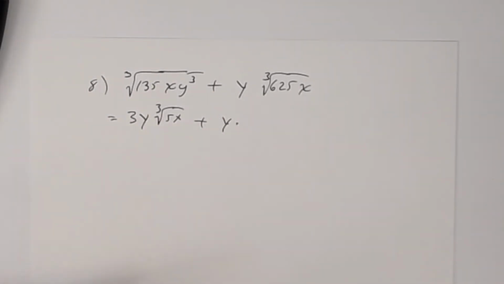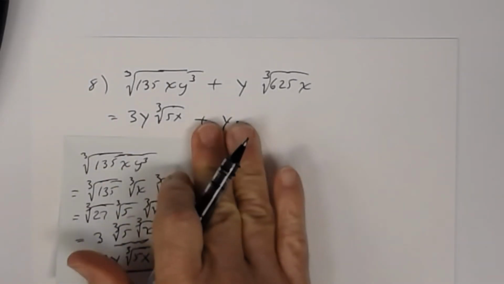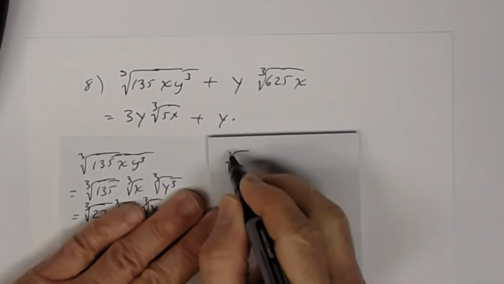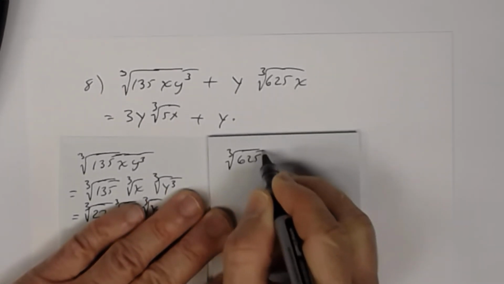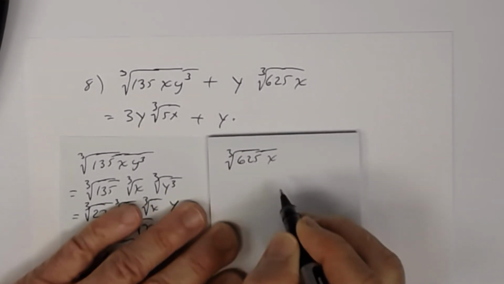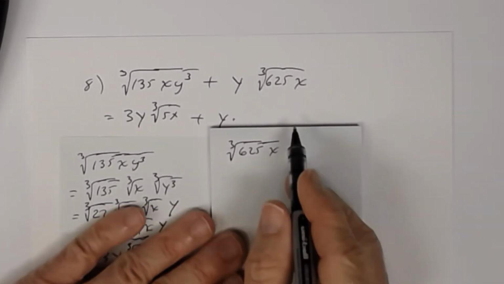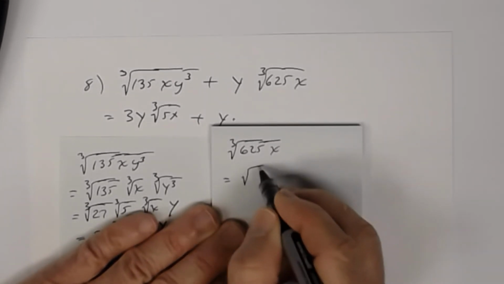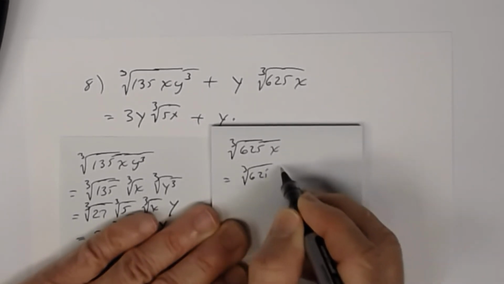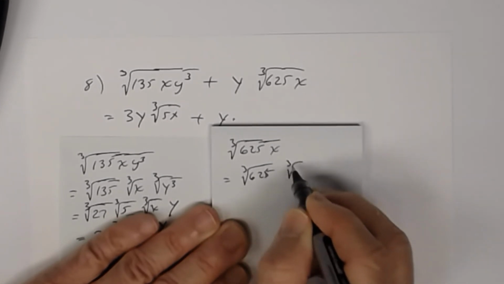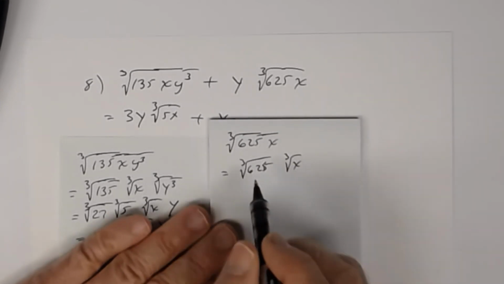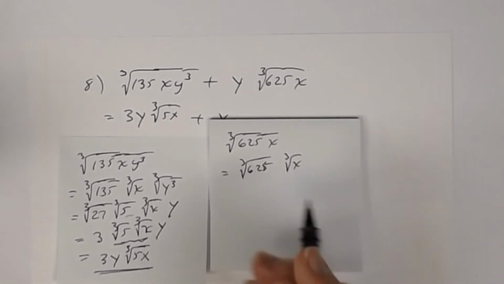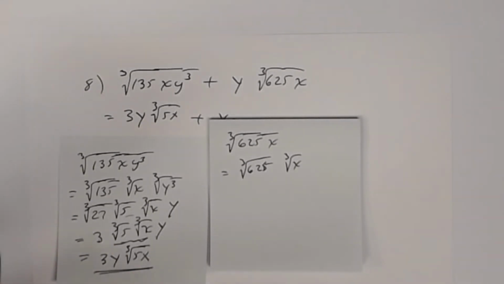All right, and for that one, we have the cube root of 625x. Now, according to the product rule for radicals, I can rewrite this as the cube root of 625 times the cube root of x, right? Okay, so let's talk about 625. Now, 625 is not a perfect cube. You can even check that.